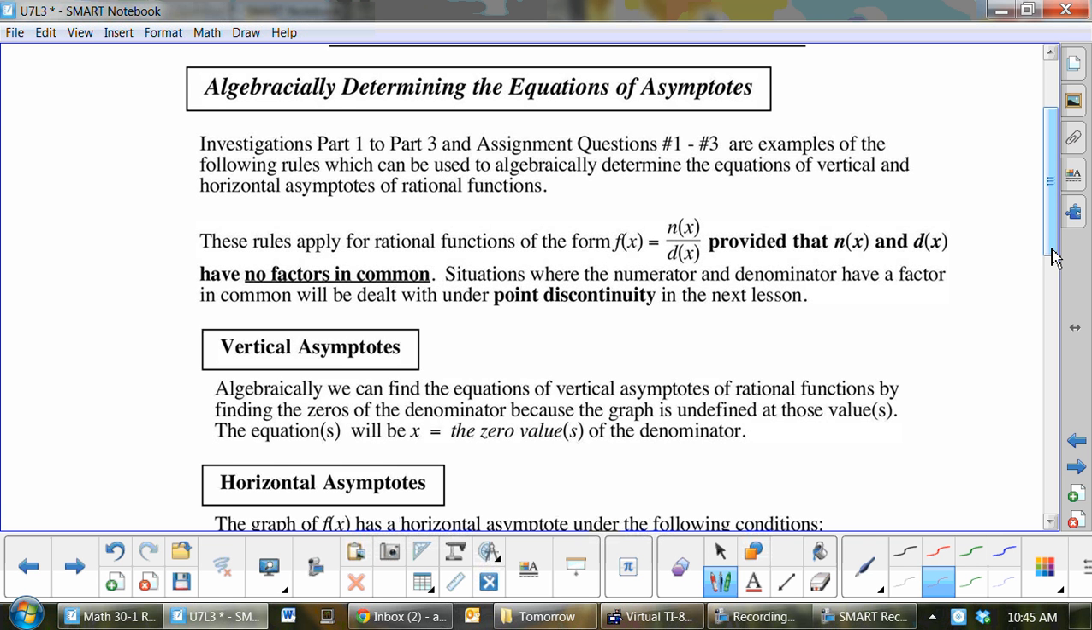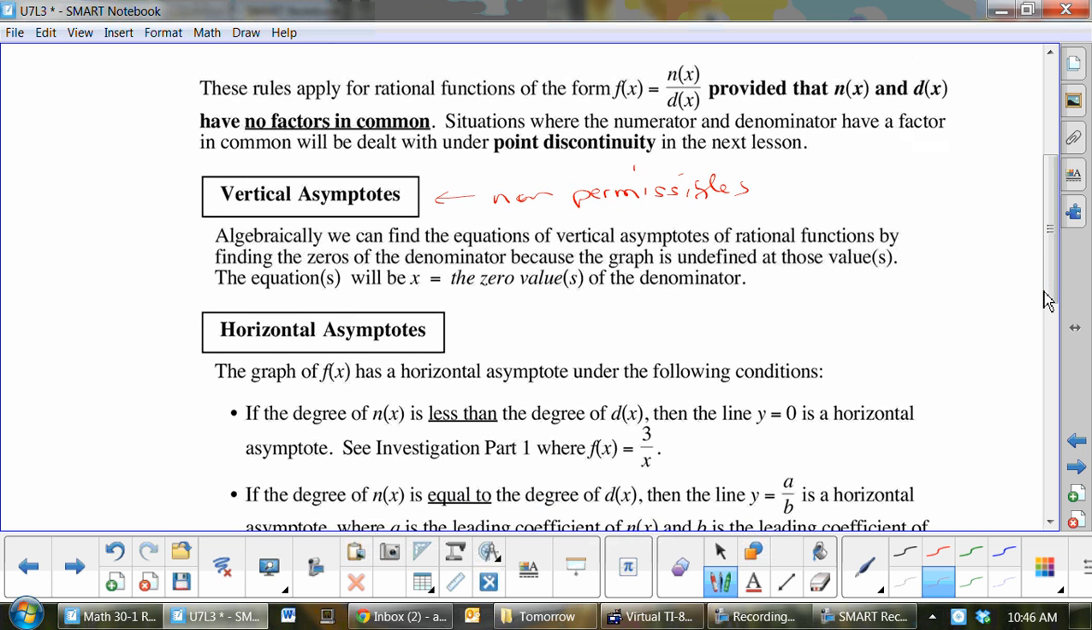So vertical asymptotes, these are your non-permissibles. Now remember, there are usually no non-permissibles in the numerator that will give asymptotes. So the new one we're talking about is horizontal asymptotes. I think the name describes pretty well what they are, but they're going this way now. Horizontal asymptotes would be a horizontal imaginary line instead of the vertical ones.